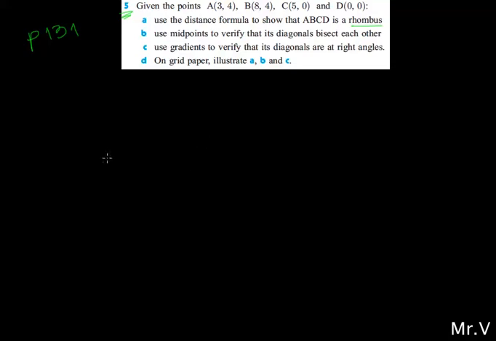Okay guys, today on page 131 we have the next question that gives us 4 points. Those 4 points represent a rhombus. It's not a bus that brings people from Rome city, no. It's a figure that has certain properties. So here it is important that you remember the properties of a rhombus.